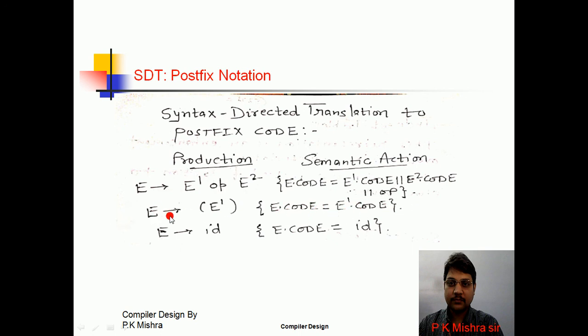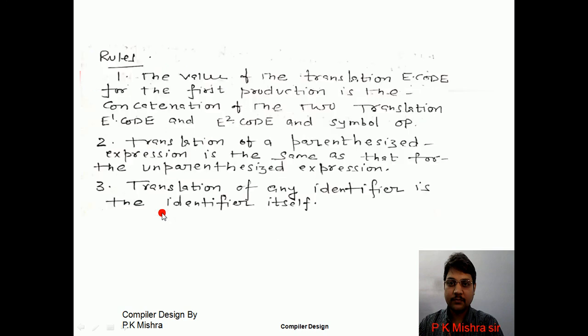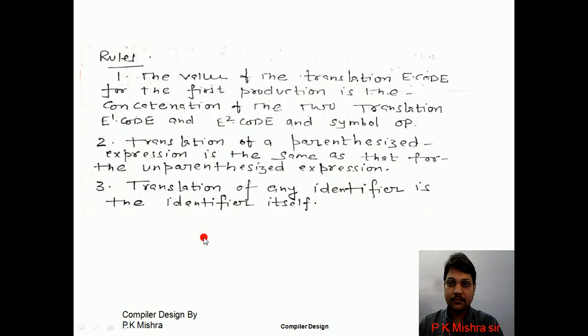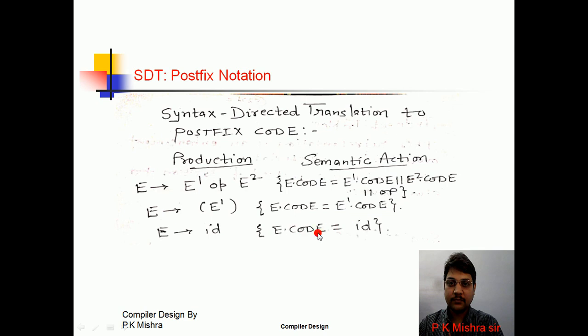Now what is the semantic action or semantic rule for the second production, E gives (E1)? The rule for the second production is that the translation of the parenthesized expression is the same as that for the unparenthesized expression. So E dot code equals E1 dot code, written as it is. This is the semantic meaning for the second production. Now, E gives ID. What is the semantic meaning of this production? Rule number 3: the translation of any identifier is the identifier itself. So write E dot code equal to ID as it is.